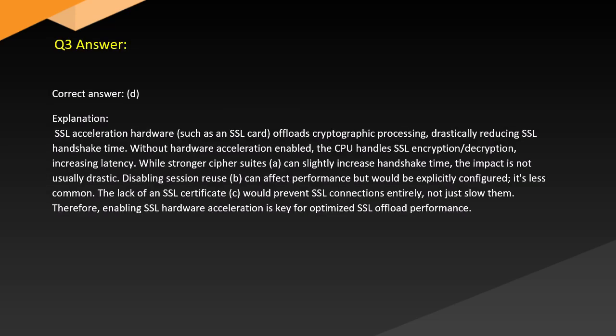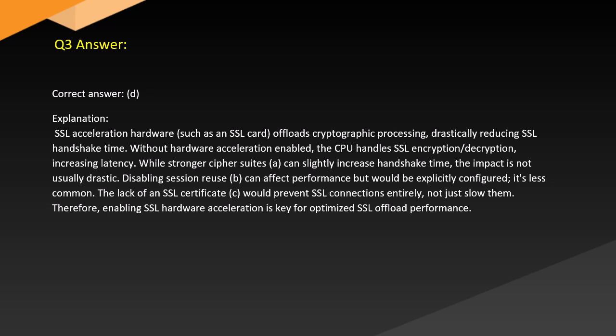Answer. Correct answer: D. Explanation. SSL acceleration hardware, such as an SSL card, offloads cryptographic processing, drastically reducing SSL handshake time. Without hardware acceleration enabled, the CPU handles SSL encryption, increasing latency, while a stronger cipher suite can slightly increase handshake time. The impact is not usually drastic.